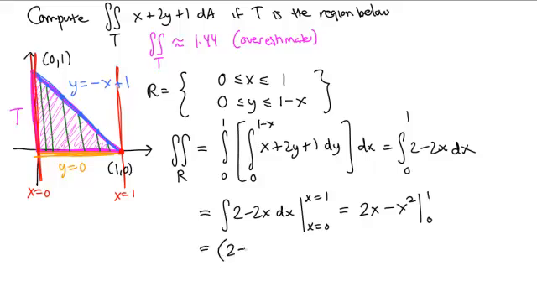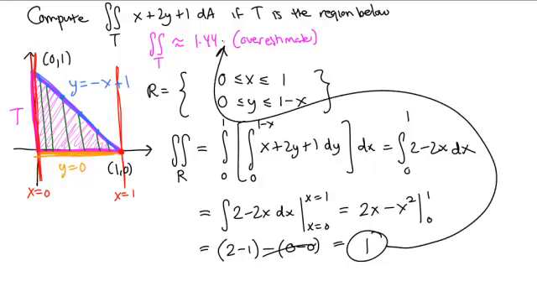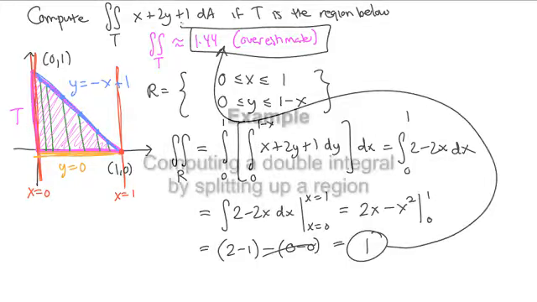Evaluated at 1, we're going to get 2 minus 1. Evaluated at 0, we're going to get 0 minus 0. And so if we clean these up, we have 2 minus 1, which is 1. And so there's our double integral. Notice that that's fairly consistent with what we had before. 1.4 is close to it, and 1.4 is certainly an overestimate.